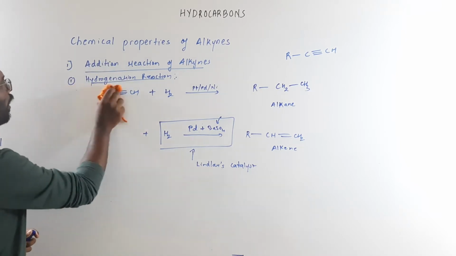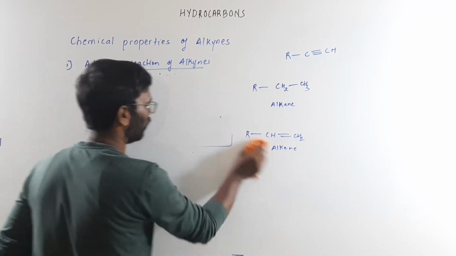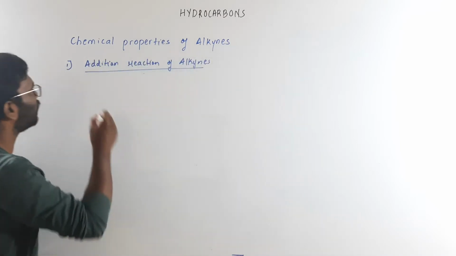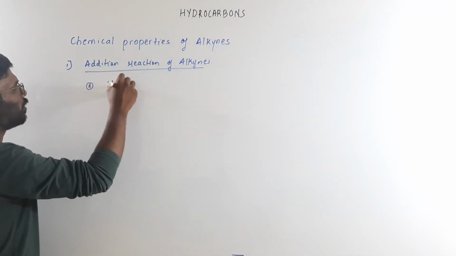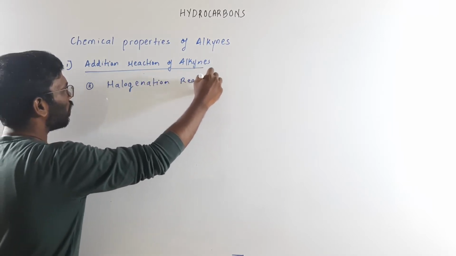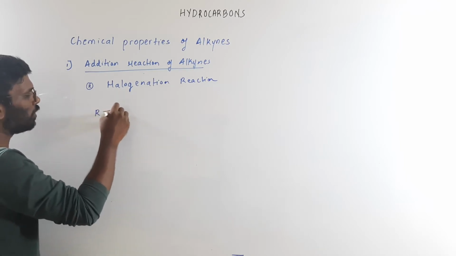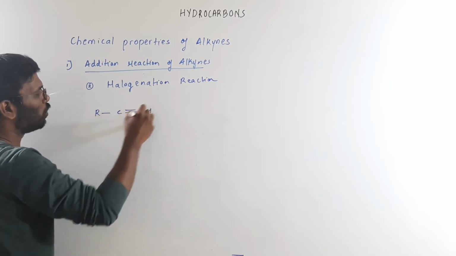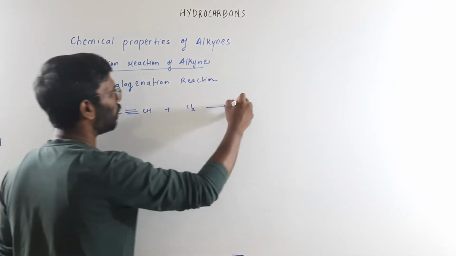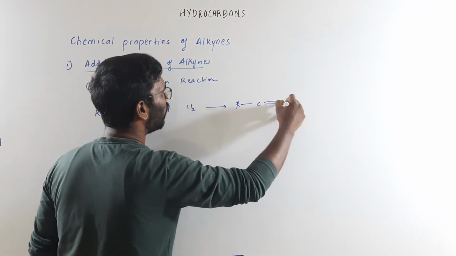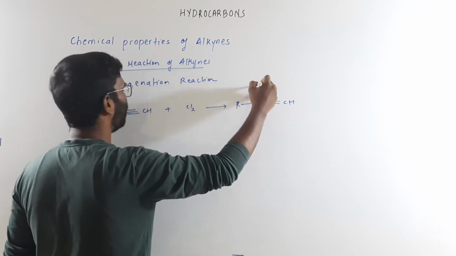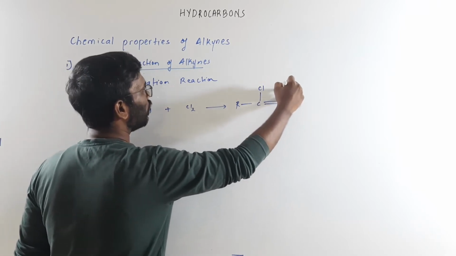Next, under addition reaction, is halogenation, meaning we are just going to add a halogen across a carbon-carbon triple bond in the alkyne. That is the second reaction, a halogenation reaction. The term is very simple. We are going to add a halogen across the alkyne, let's say Cl2. What is going to happen is that in the addition reaction, one of the bonds breaks up, and let's say a halide is being connected.